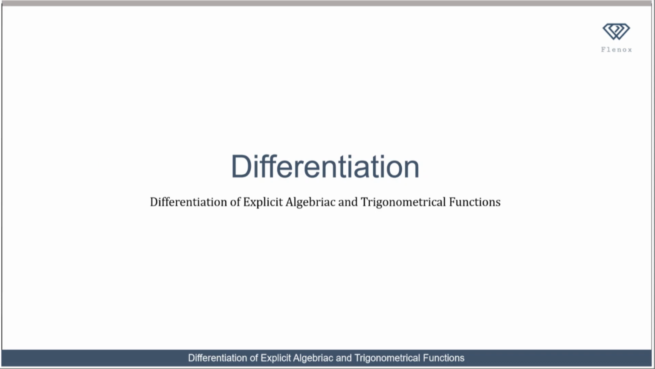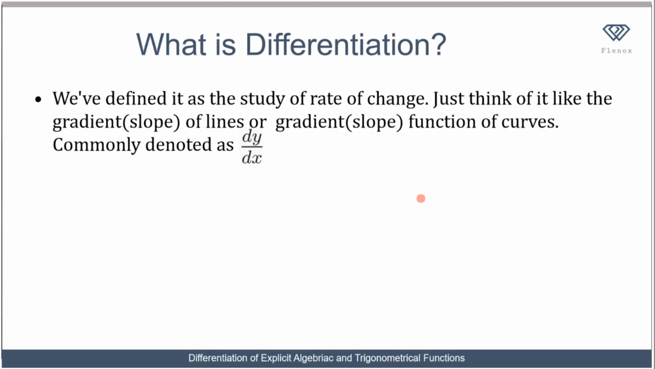Now we'll be looking at the differentiation of explicit algebraic and trigonometrical functions. So we've defined differentiation as the study of rate of change, and I told you to just think of it like the gradient of lines or the gradient function of curves. So commonly it is denoted as dy over dx.